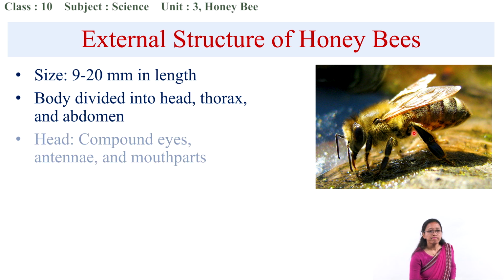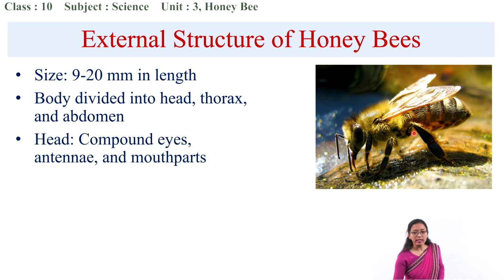Next, head. In this head region we can find the compound eye, which is very large in size, and there are antennae. You can see these 2 are antennae, and mouth parts. Just here below you can see the mouth parts of the honeybee. These are mainly sucking and lapping type of mouth parts, where they can suck the nectar of the flower and also lap it, and in some cases chewing type of mouth parts is also developed.